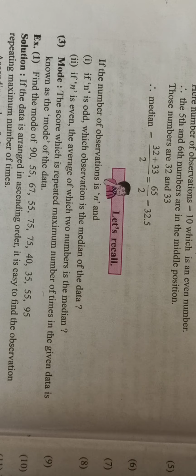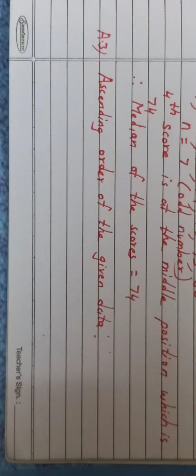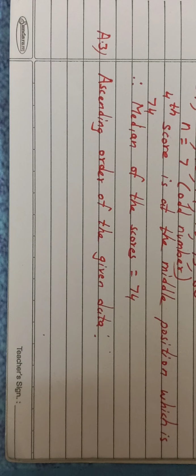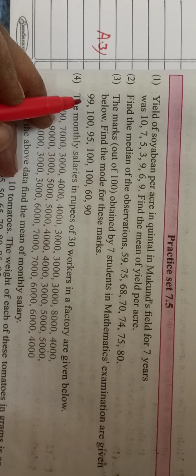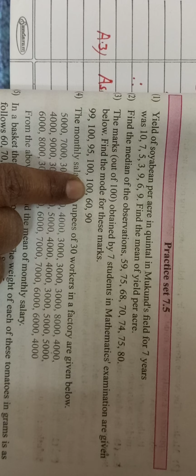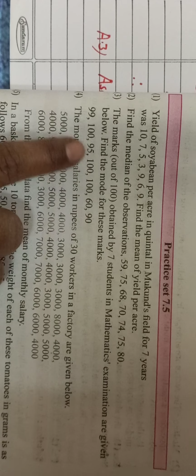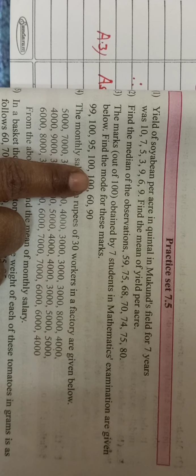So the first step: if the scores are few, first write them in ascending order, and then by the look of it you will get your answer, which score is repeated the maximum number of times. Here the scores given for question number 3 are 99, 100, 95, 100, 100, 60, 90. If you see properly, 100, 100, 100: 100 is repeated 3 times.